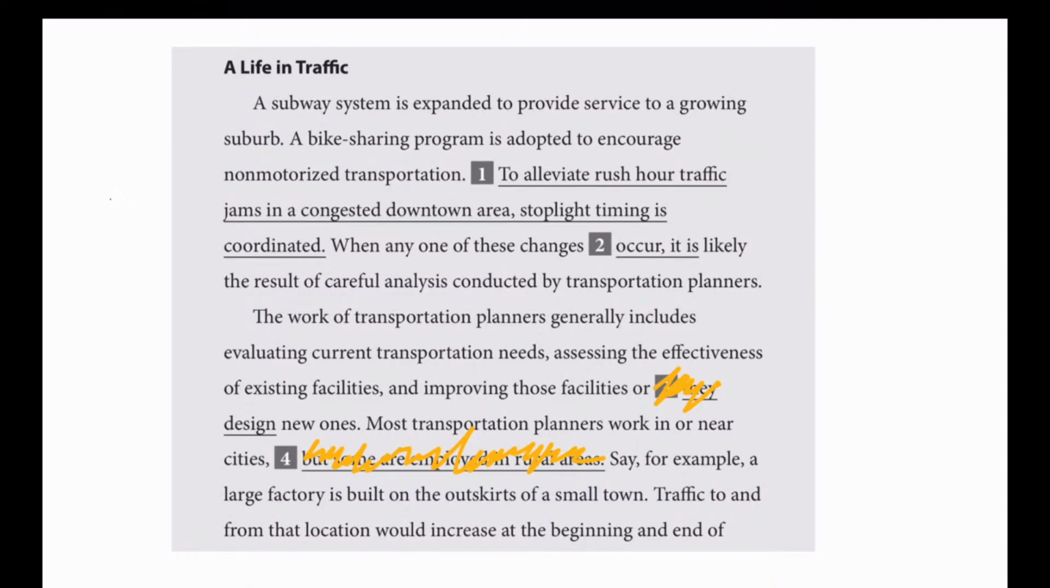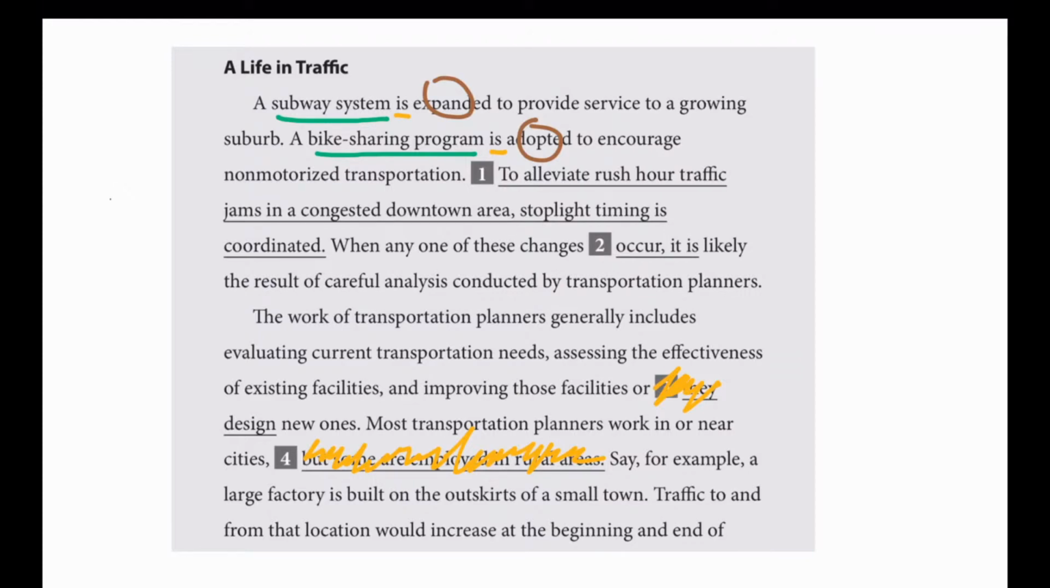So in the first sentence, let's read: a subway system is expanded to provide service to a growing suburb. A bike sharing program is adopted to encourage non-motorized transport. Well, already you can see some sort of parallels here. Look, you have one entity, a big entity, and you have is expanded, is adopted. So that entity is taking on some sort of action. It's expanding. It's adopting. So we're gonna keep that in mind.